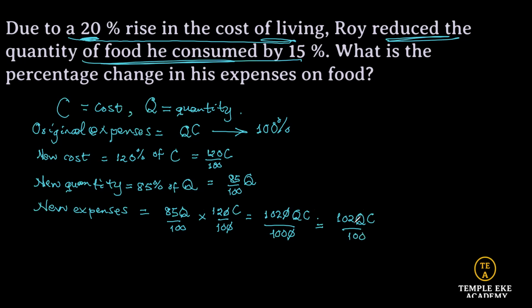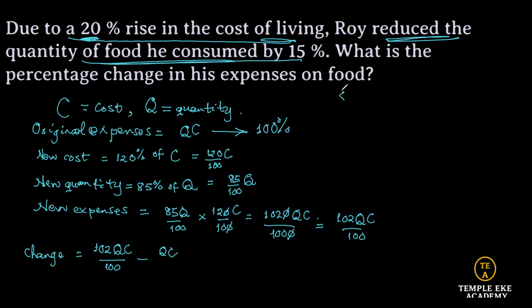Beautiful. And now what do we want? What is the percentage change in the expenses on food? What is now the change? Change in expenses on food. Let's go and figure out the change. Change in expenses on food is going to be, now we have the new expenses, 102 QC divided by 100 minus the original expenses, which is just QC. And now you can find the LCM and figure this out.